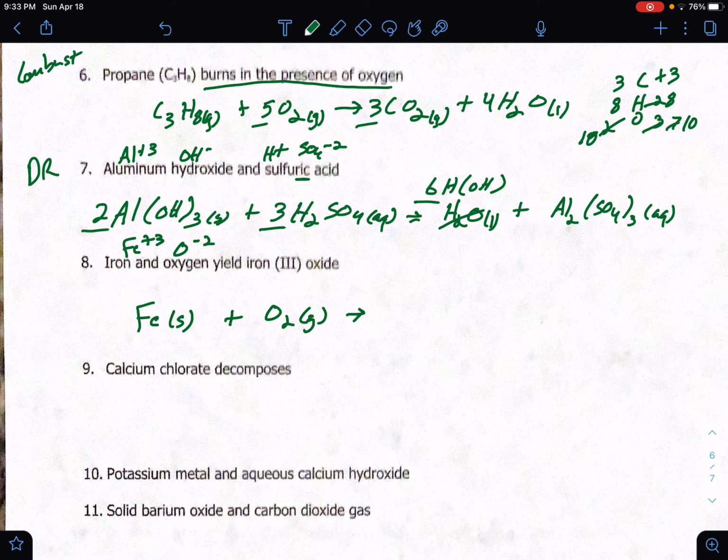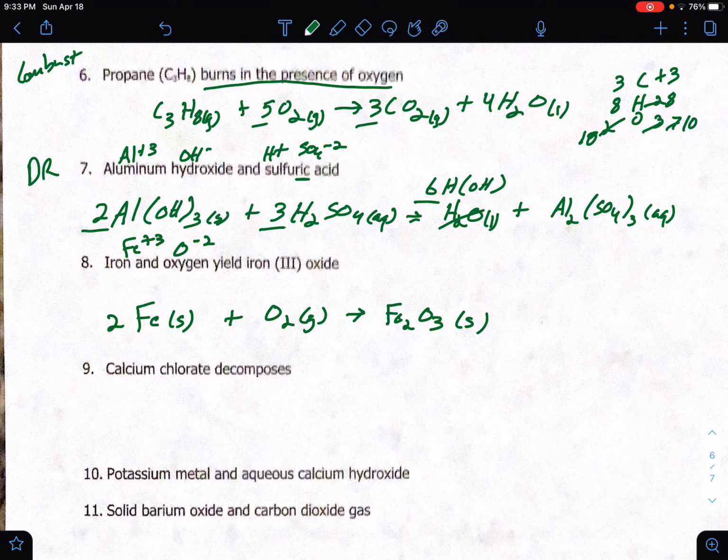So those are not balanced, so make sure you crisscross. So this is Fe2O3. Okay, so this is going to be a solid. So now just make sure everything is balanced. Okay, irons are not balanced. I can go ahead and put a 2 right here to fix the irons.